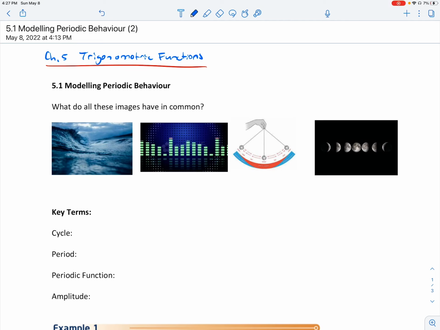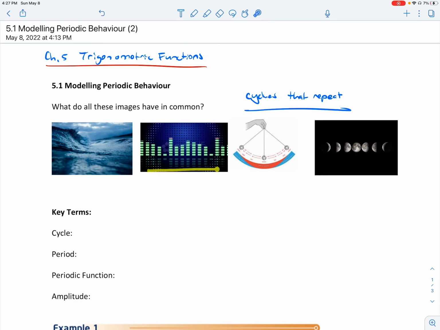We also have a pendulum here, and here we have the phases of the moon. So what do all of these have in common? Well, they all have cycles that repeat, okay? Or they follow a repeating pattern. So with the ocean, the tides follow a repeating pattern, the high tide and low tide. And because it follows a repeating pattern, we can make predictions in the future when it will be high tide or low tide.